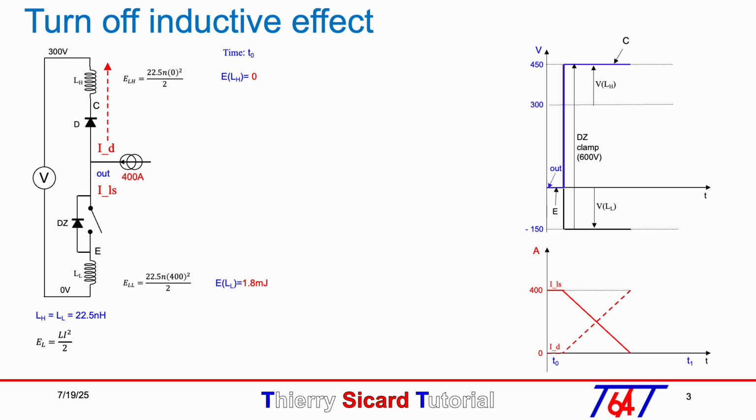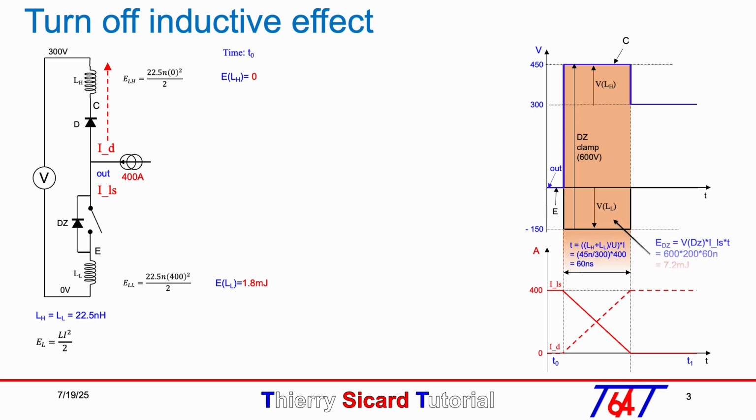When the switching current reaches 0 amp, node E returns to 0 volt and node C to 300 volt, when the current in LH is 400 amp DC. The energy in diode DZ is given by the equation ED equal VDZ times ILS times T. Since the average current in diode DZ is 200 amp, meaning 400 amp divided by 2, the energy is equal to 7.2 millijoule, indicated by the orange area for 60 nanoseconds.